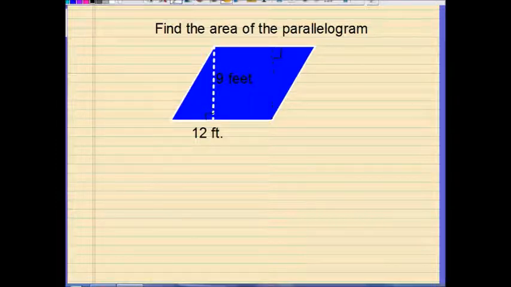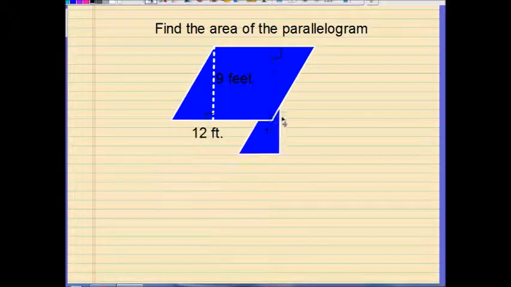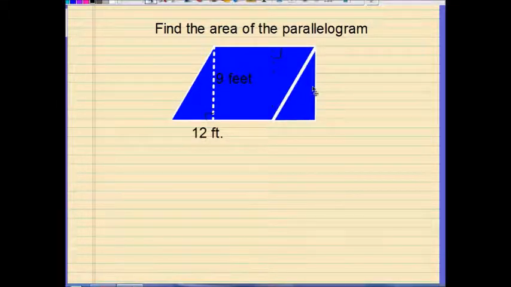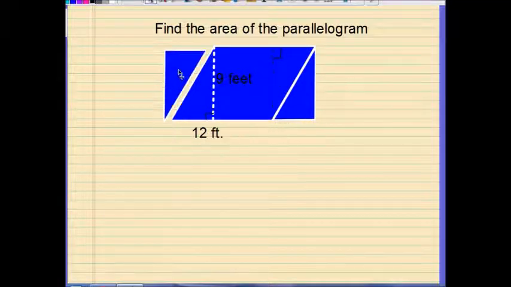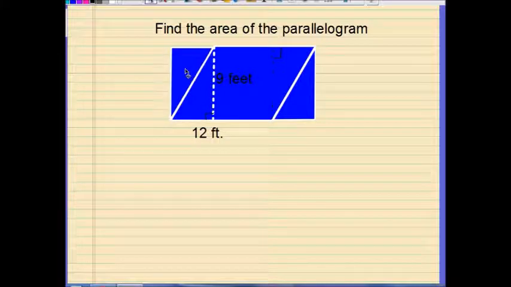So what we actually have here is a triangle that's formed here, which can be slid over to the other side, because we know opposite sides are congruent. And another triangle here where the same thing ends up happening. So what we end up having here is a rectangle being formed. It's just a shifted rectangle, which means that our area formula is going to stay the same. Area is going to be base times height.